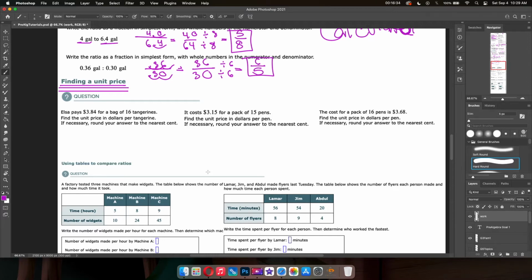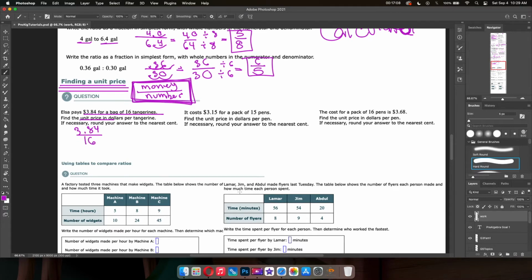So to begin, we have $3.84 for a bag of 16 tangerines. We want to find the unit price per tangerine. Oh, they're going to make me pull out a calculator, aren't they? Gosh darn it. So here's the thing for unit price. Money always goes on top. And then whatever your extra number is goes on bottom. So if you're someone who likes to know the format of something, that's the format that we are looking for here. So 3.84 over, as a fraction, 16.